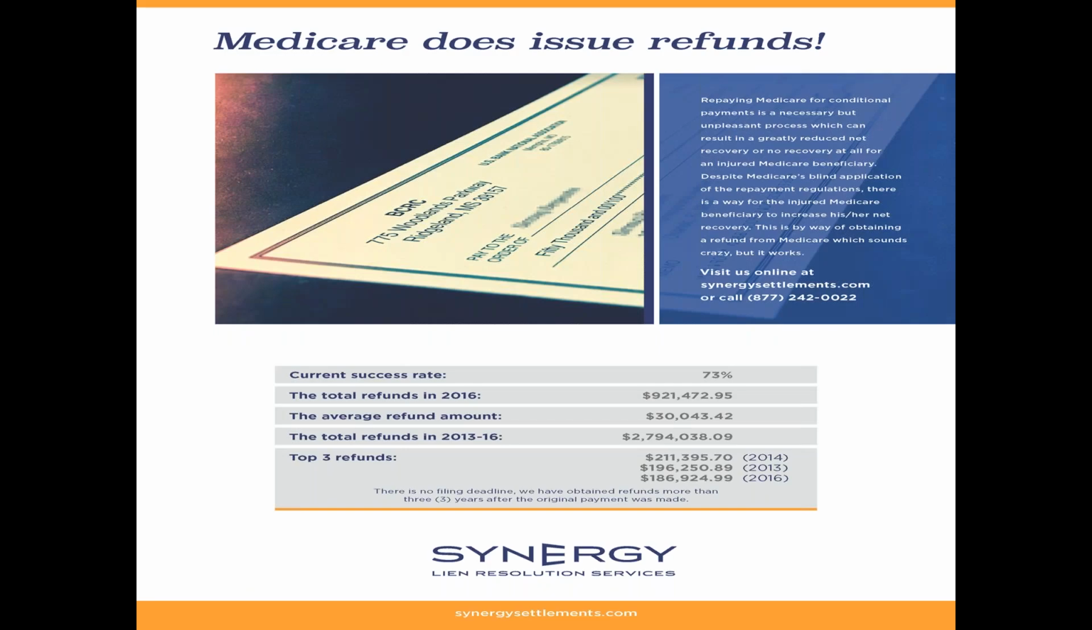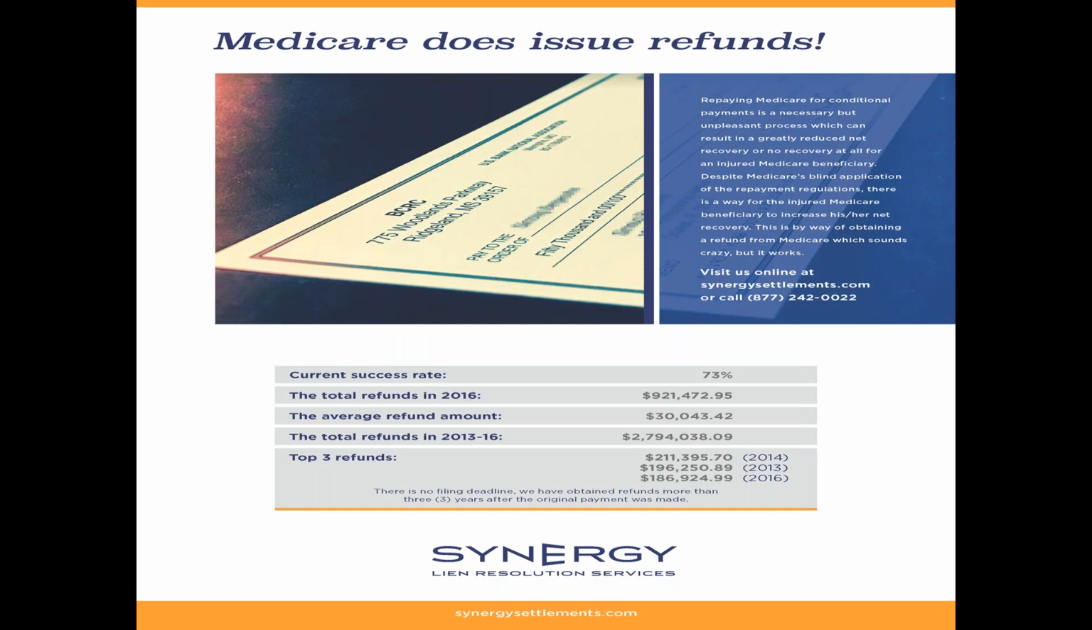And this just gives you a little bit of information about our program that we have instituted to assist clients in getting refunds back from Medicare. So when we go down this road and assist clients with getting a Medicare refund, our success rate is 73%. Last year, we saved almost $1 million or obtained $1 million in refunds for clients, and the average refund amount was $30,000. And as you can see, some of these refunds are quite large.